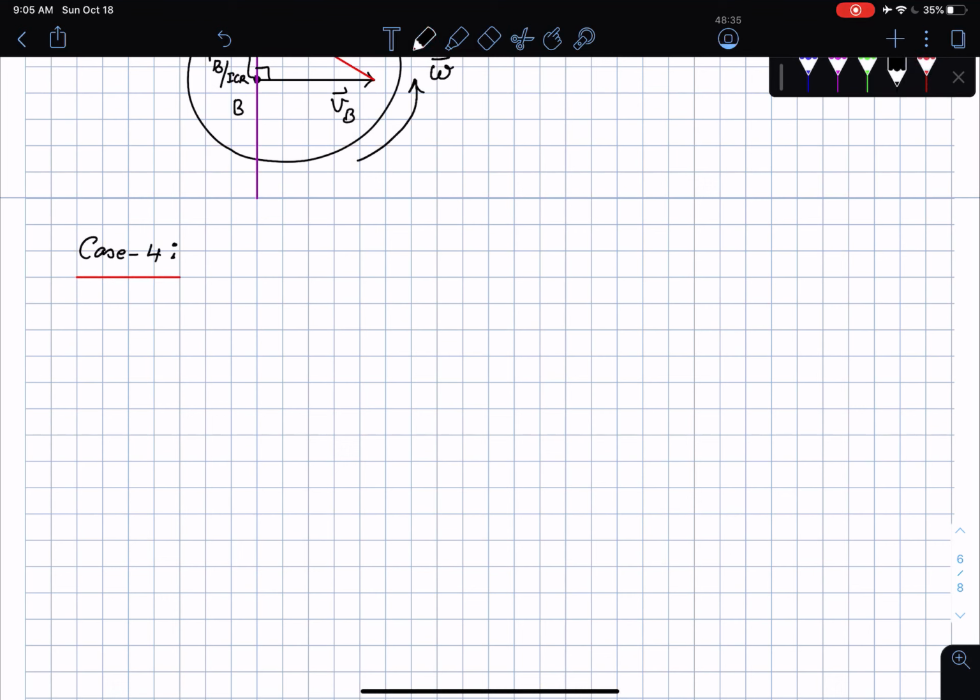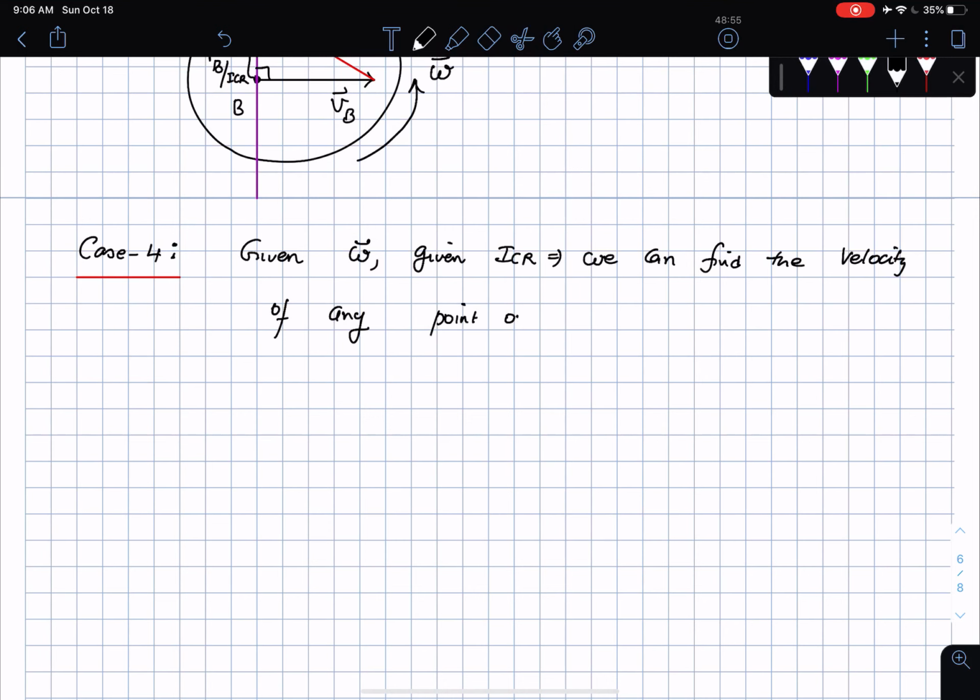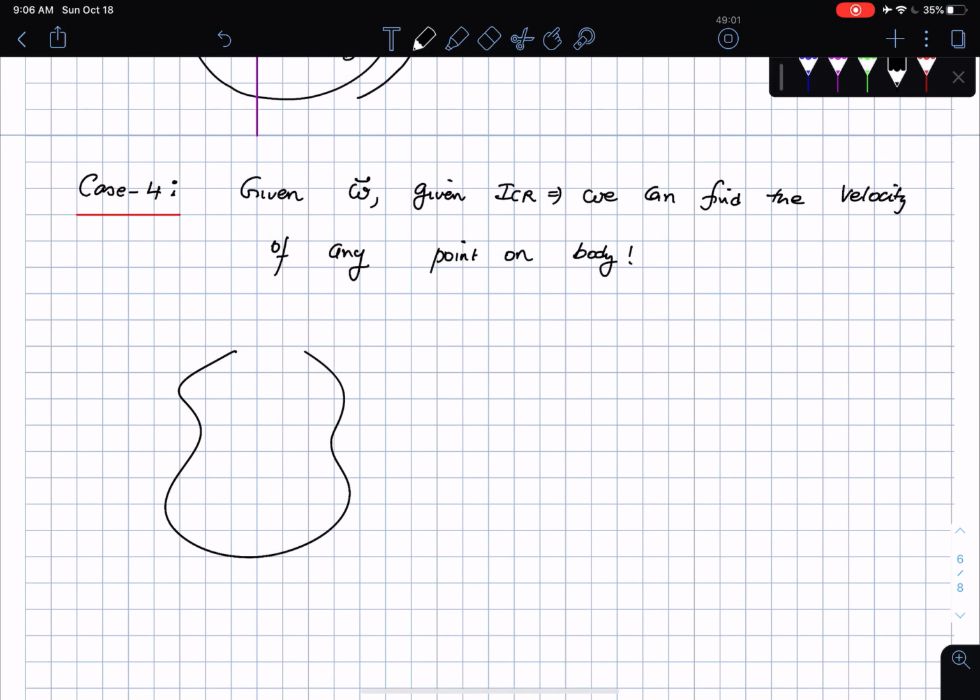Given the last one, omega, given ICR, we can find the velocity of any point on the body. Let's say this is the situation. I have a rigid body, omega of the body is given to me. And then I'm told that, hey, this point is the ICR. I want to find the velocity of some point A here.